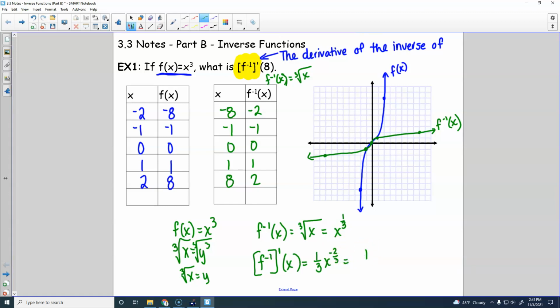And that'll be 1/3 times the cube root of x squared. My inverse. I just took the derivative of the inverse.